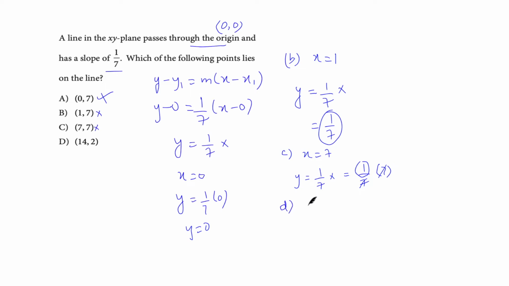So if I replace x with 14, do I get 2? When x equals 14, y equals 1 by 7 into 14. Yes, I do get 2. So hence D is the correct answer.